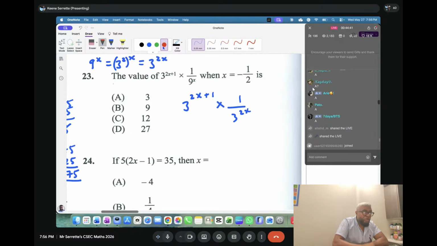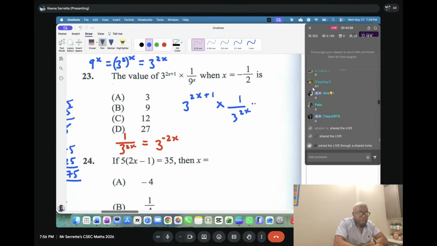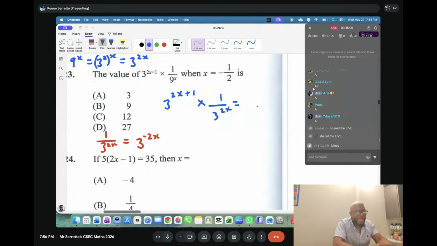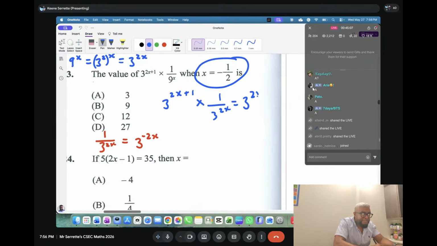So one of the laws you have to activate here is if I have 1 over 3 to the 2x power, this could be rewritten as 3 to the negative 2x power. That is what that could be rewritten as. So let's simplify it first. I'm still going to push to simplify it first, and then I'll put in this bad boy. So this could be 3 to the 2x plus 1 multiplied by 3 to the negative 2x.